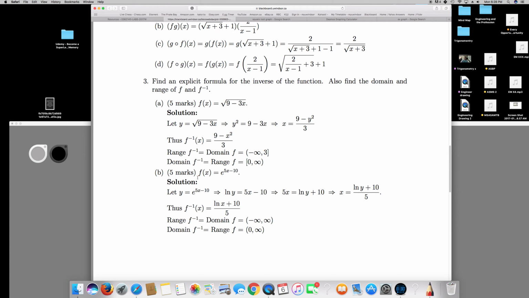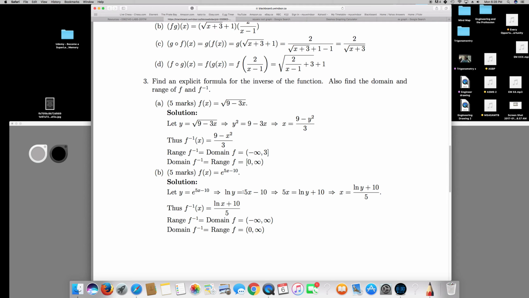And the next question is asking: f of x is equal to e to the power of 5x minus 10. In this case, to find the f inverse, I have to change this to y is equal to e to the power of 5x minus 10, into basic forms. So I'm going to put the ln y. If I put the ln y here, I have to put the ln y on the opposite side too.